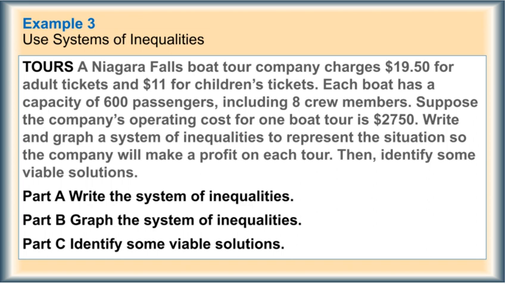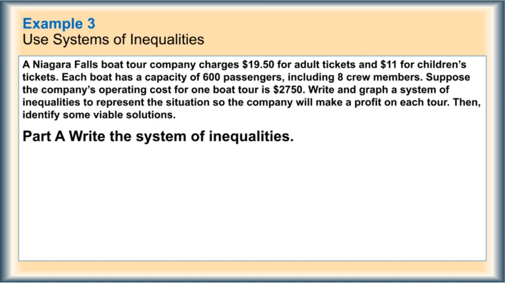So part A, we need to write the system of inequalities. Part B, we're going to graph the system of inequalities. Part C, we're going to identify some viable solutions. So part A, we need to write the system of equations. So it says a company charges $19.50 for adult tickets, $11 for children's tickets. Each boat has a capacity of 600 passengers, including 8 crew members. Suppose the company's operating cost for one boat tour is $2,750.